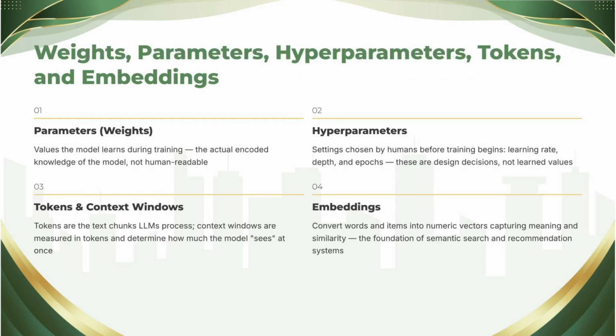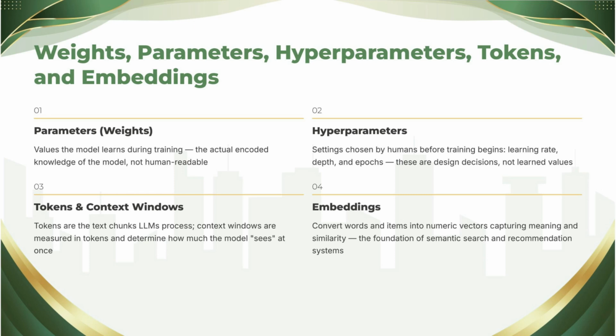Let's build your AI vocabulary today. Because in technical meetings, these 5 words fly around constantly. Weights, parameters, hyperparameters, tokens, and embeddings. Miss them and you're a tourist. Know them and you're a participant. Start with weights and parameters, which people use almost interchangeably.